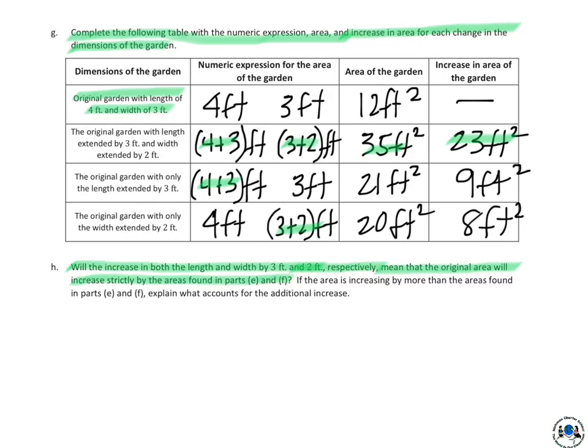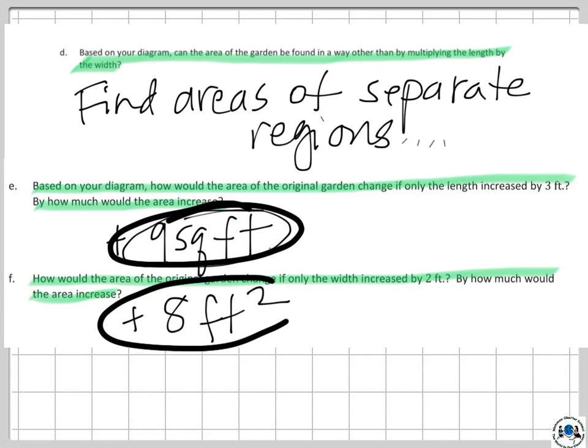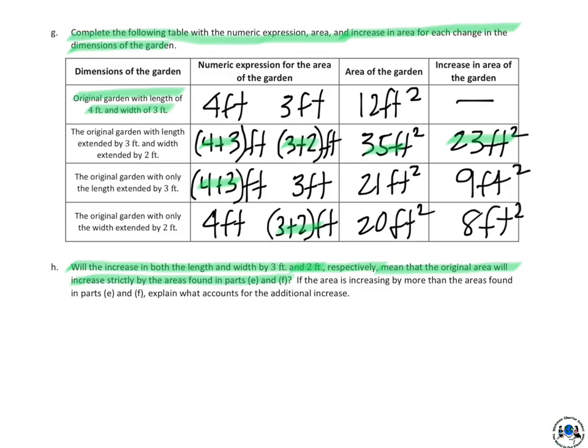If the area is increasing by more than the areas found in parts E and F, explain what accounts for the original increase. Okay. Now E and F, of course, refer back here. Here's E, 9 square feet, and then F, 8 square feet. So if we go here, they're talking about these two.